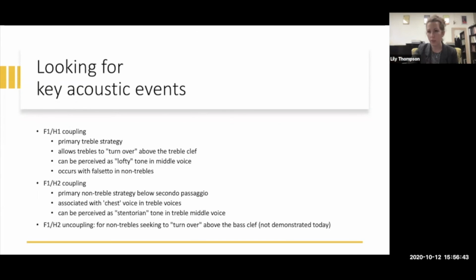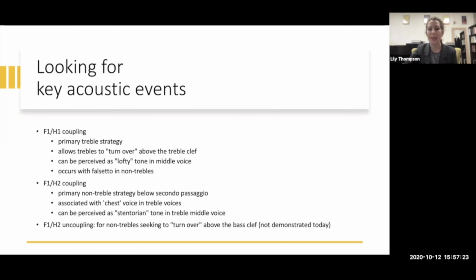We traditionally might think of this as being head voice, although head voice is not quite as inclusive of vocabulary as we might want it to be if we're thinking in terms of both the phonation component and the resonance component to registration. But we tend to affiliate that with the timbre of F1-H1. This also allows trebles to turn over above the treble clef, but when it's in the middle, it's perceived as a more lofty or round tone. This also occurs with falsetto in non-treble voices.